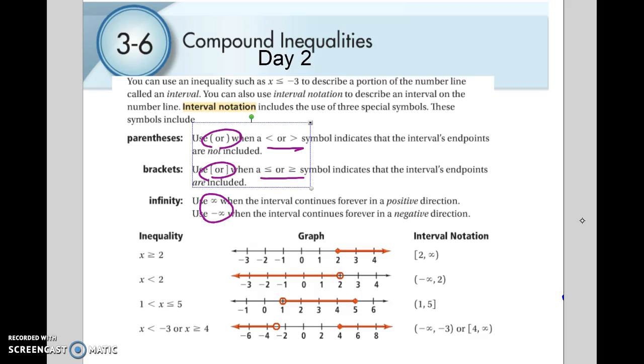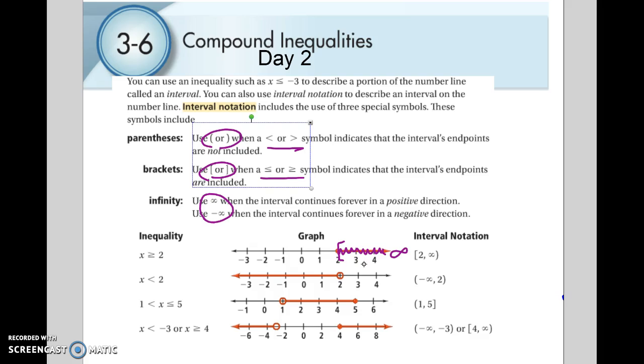If you look at the examples, you have x is greater than or equal to 2. So I'm going to put a bracket on the 2 since it's equal to. And it's greater than, so it's going to go this way, towards the positive infinity. Because if it goes this way, the numbers keep going on forever and they're going to be positive numbers.